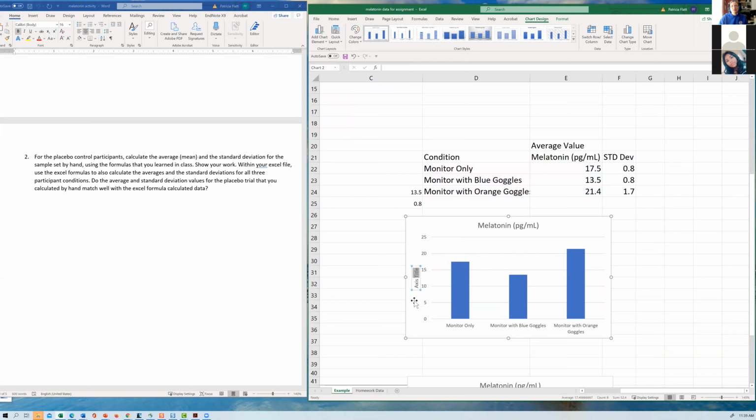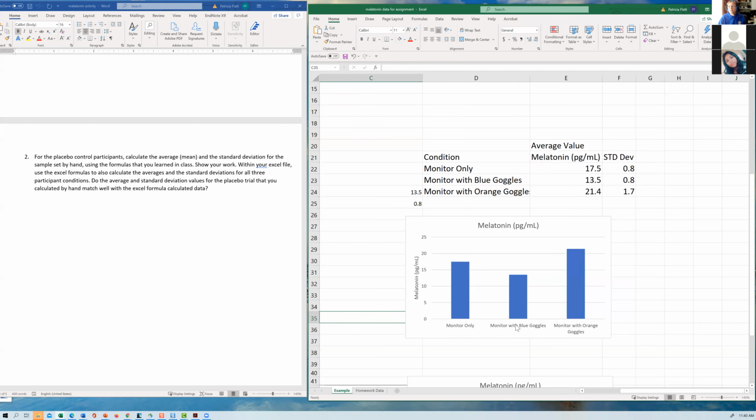Maybe I can click in there, and then you can put in what you want for the title. So this is melatonin, and it's picograms per milliliter. I can put that in and then leave that there. My x-axis is labeled nicely with what I put in as my conditions. And then the title, I think, is fine. It's showing overall melatonin concentration. And that's that. You can see there's no error bars in here yet.